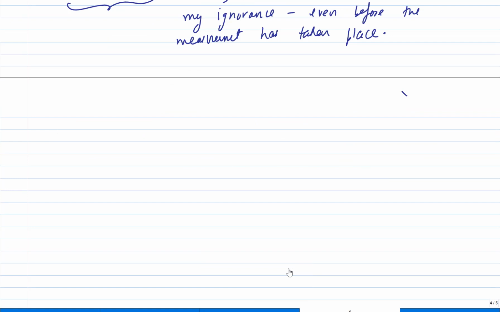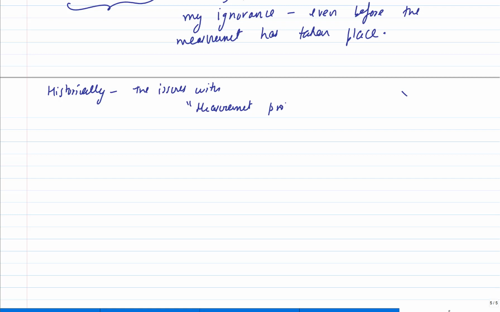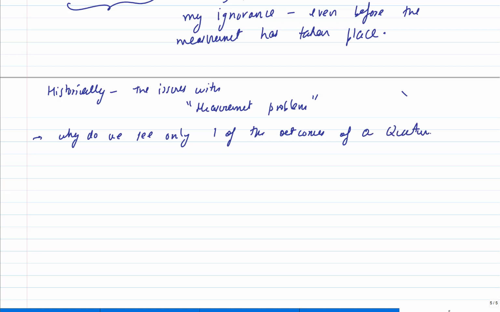So this points to, historically, the issues with quantum mechanics, or something called the measurement problem. Why do we see only one of the outcomes of a quantum measurement?